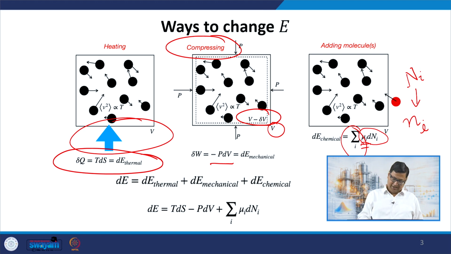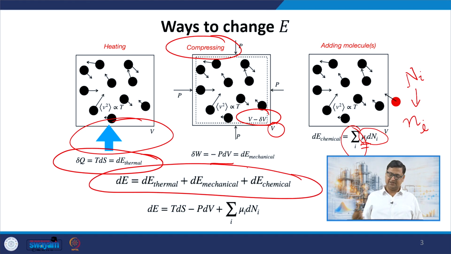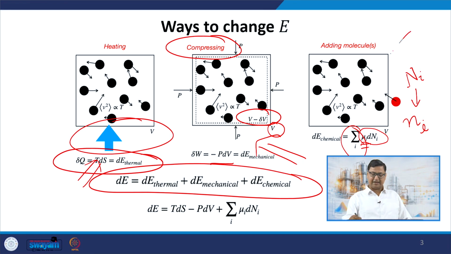So, now if I have to change the energy of the system, we can think of three ways: a thermal energy change that relates to temperature and entropy, a mechanical energy change that relates to the pressure and volume, and finally, a chemical energy change that relates to chemical potential and the number of molecules, or number of moles, of different species in the system, right. And therefore, we can write the net energy change as the sum of these three possible energy changes, right.